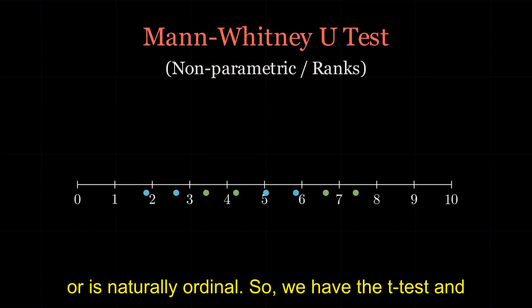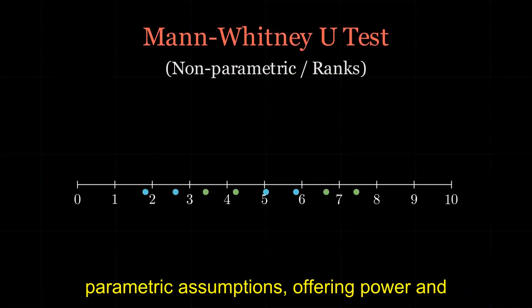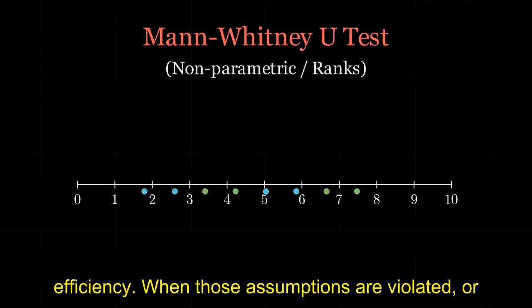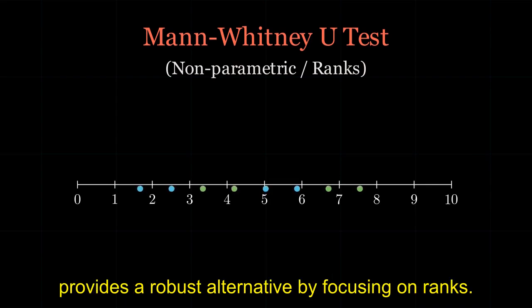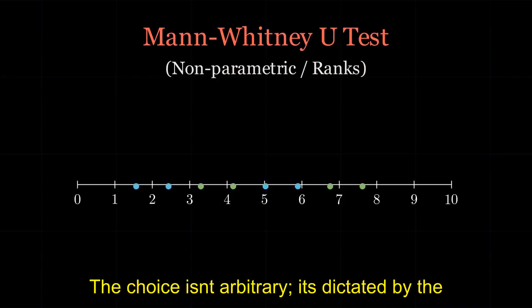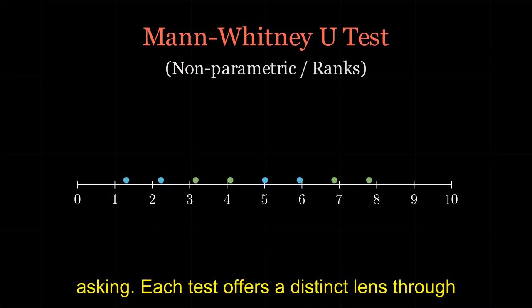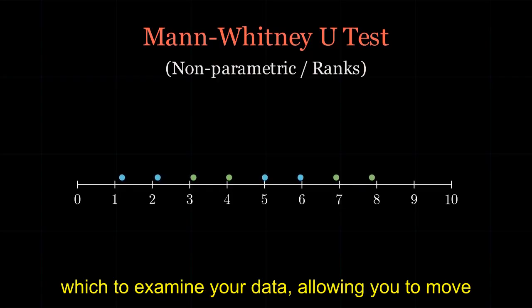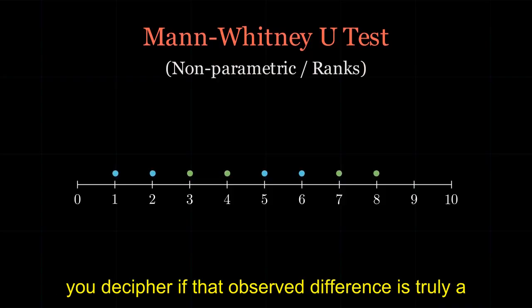So, we have the t-test and ANOVA for comparing means when our data broadly fits parametric assumptions, offering power and efficiency. When those assumptions are violated, or our data is ordinal, the Mann-Whitney U test provides a robust alternative by focusing on ranks. The choice isn't arbitrary, it's dictated by the nature of your data and the specific question you're asking. Each test offers a distinct lens through which to examine your data, allowing you to move beyond simple observation and rigorously quantify the evidence for or against your hypotheses, helping you decipher if that observed difference is truly a pattern, or just the beautiful chaos of chance.